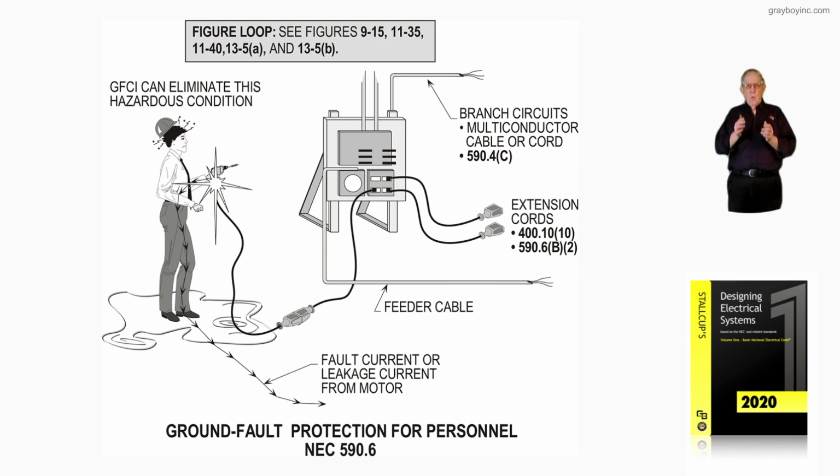So if you want to know more about these GFCIs, where they can be used, what's the advantage, what's the disadvantage, just look at NFPA 70B as in boy, Chapter 13. But this figure 9-45 just shows and illustrates protection for construction workers using GFCI protection for personnel in accordance with NEC 590.6.